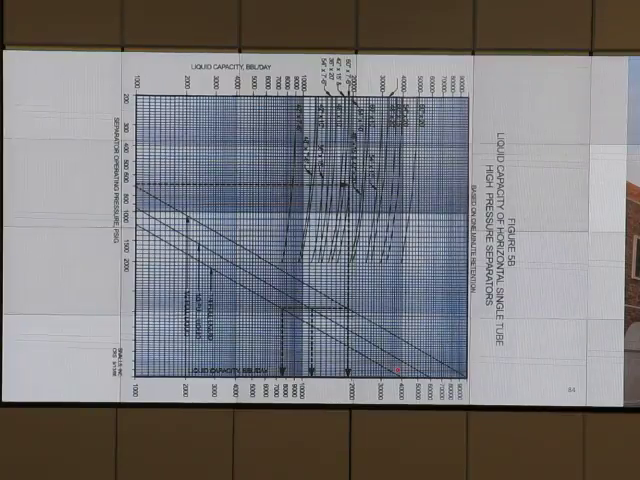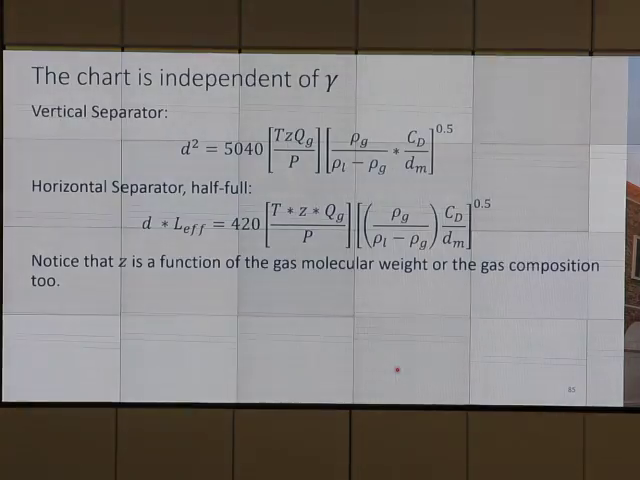Question. No question, right? You can use the chart, of course. The chart is given independent of gamma or S or specific gravity. But the equation says it depends on the specific gravity, right? So this means the chart already made the assumption on the typical natural gas that the factor won't change much.